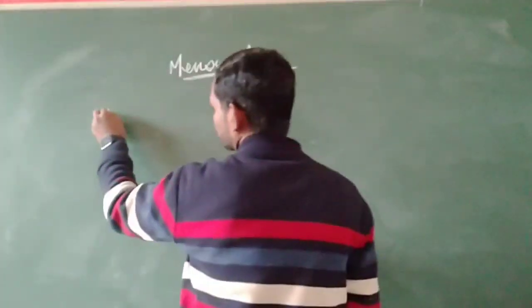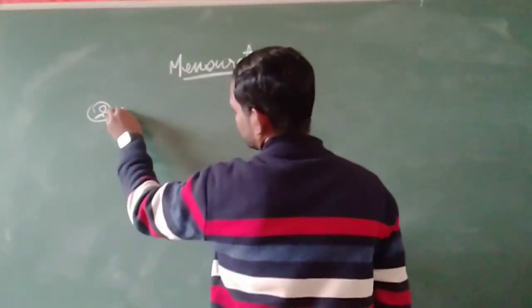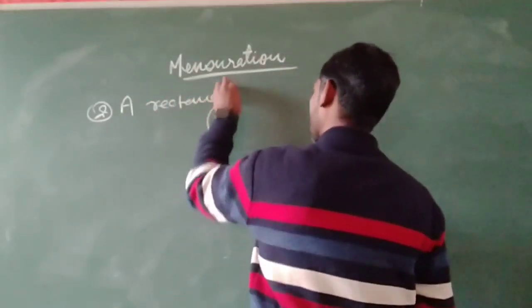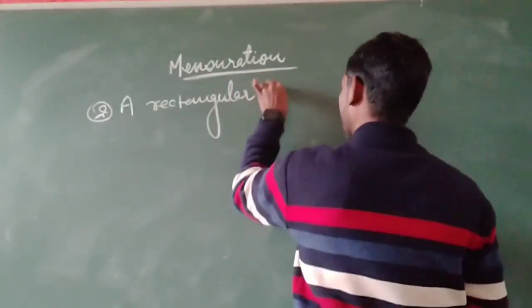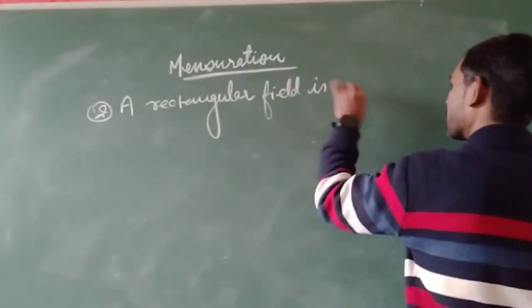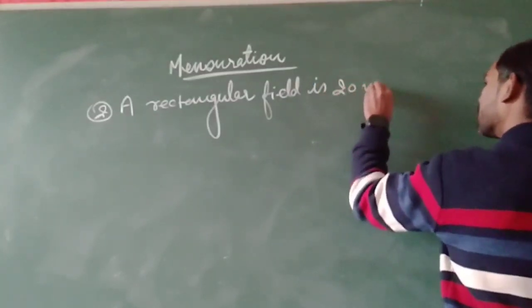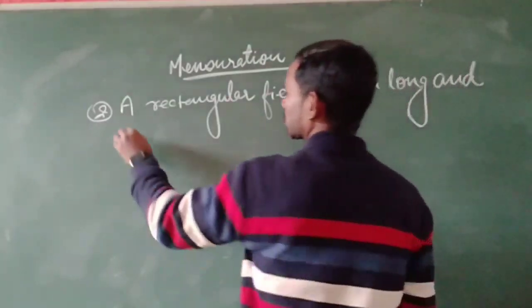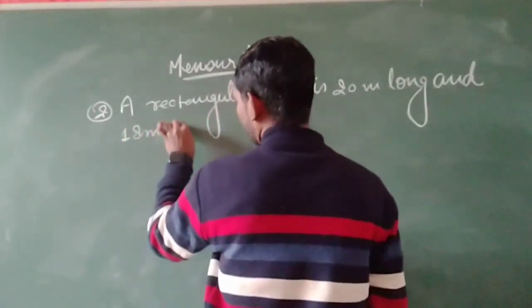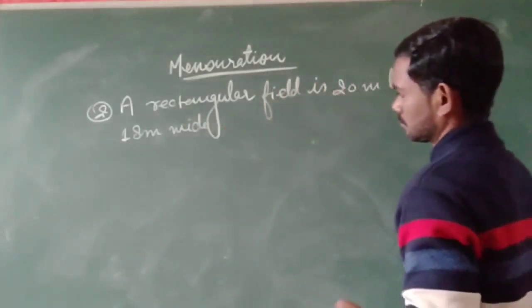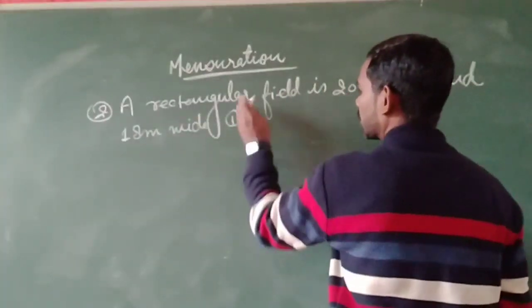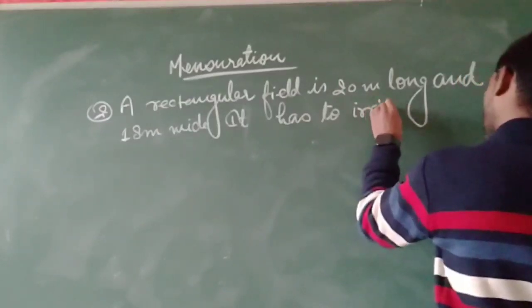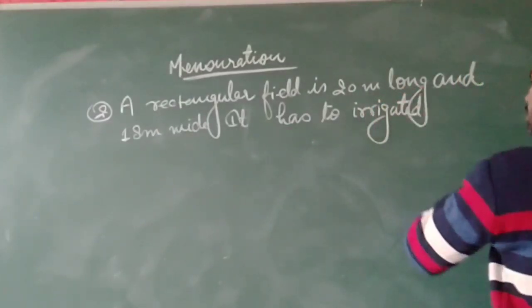Let's see the next question. A rectangular field is 20 meter long and 18 meter wide. It has to be irrigated.